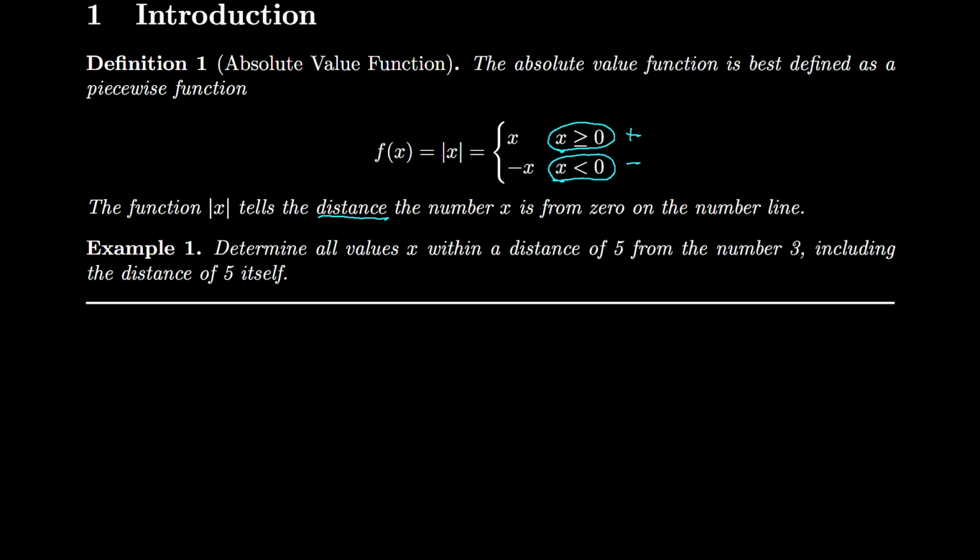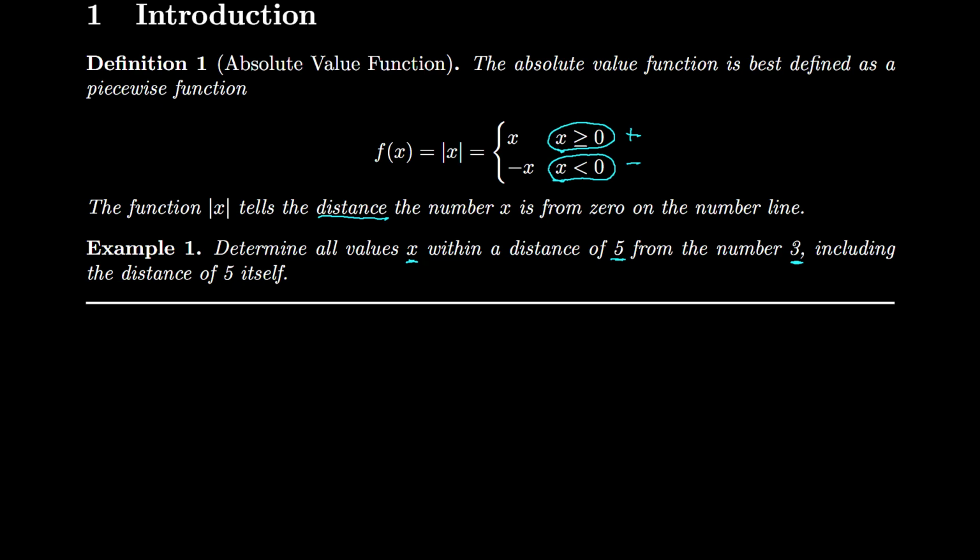So, to understand this a little bit better, let's look at an example down here. It says, determine all values x within a distance of 5 from the number 3, including the distance of 5 itself. So, we're going to use the absolute value function to do that. We need the distance between x and 3 to be less than or equal to 5.